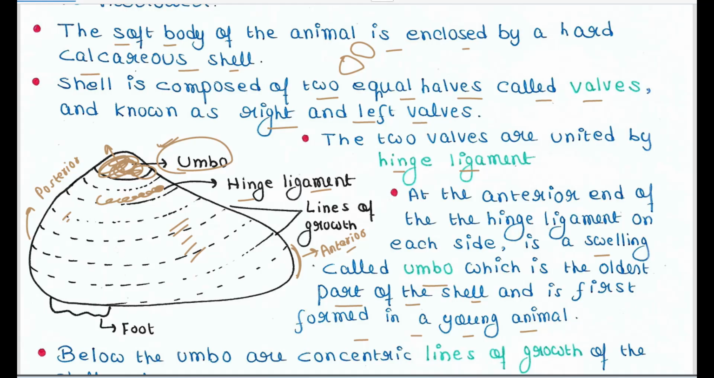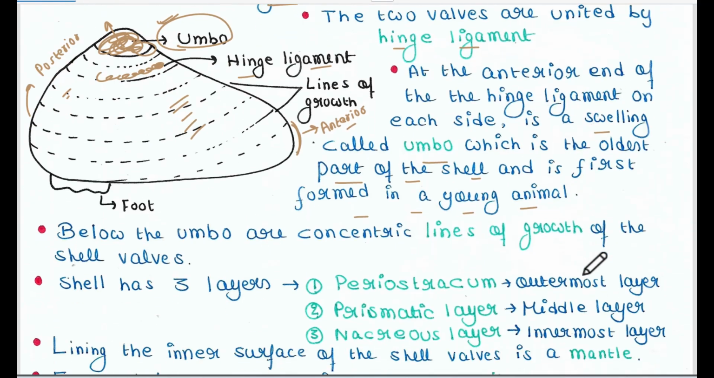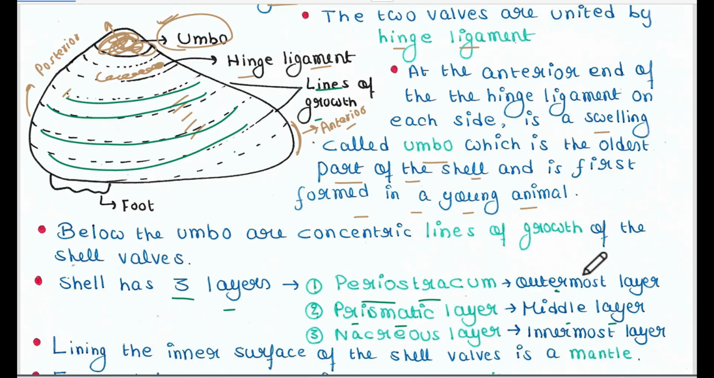Now below the umbo are concentric lines of growth of the shell valves. You can see that these type of concentric lines are there. They are actually the lines of growth. Now the shell itself has three layers. The outermost layer of the shell is known as periostracum, the middle layer is known as prismatic layer, and the innermost layer is known as nacreous layer.